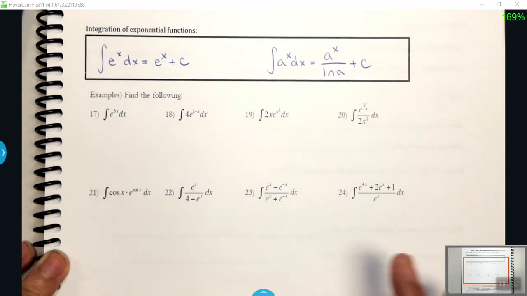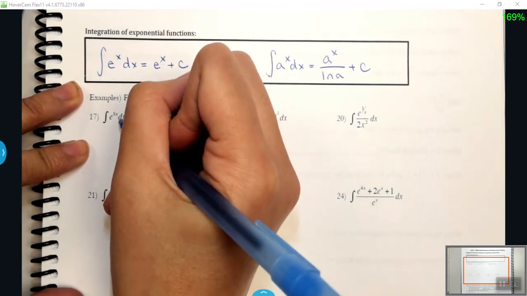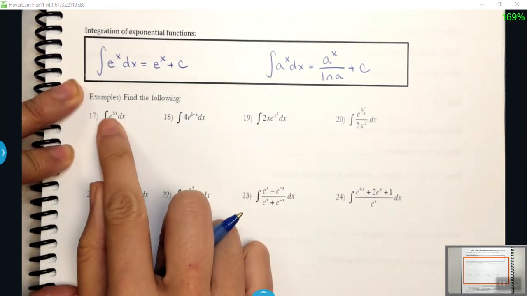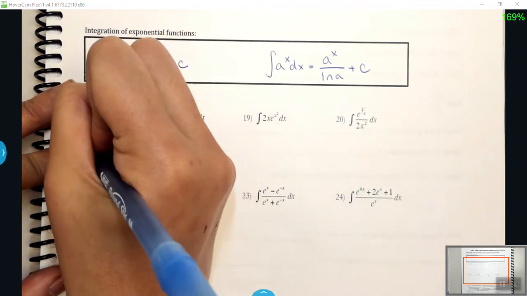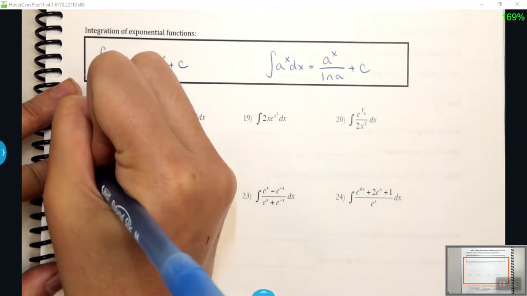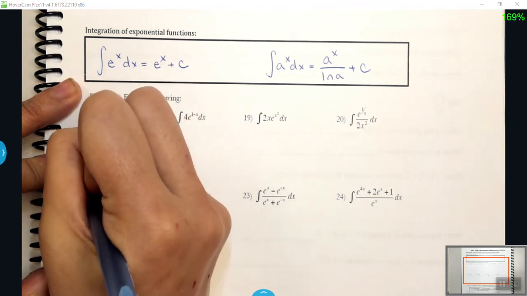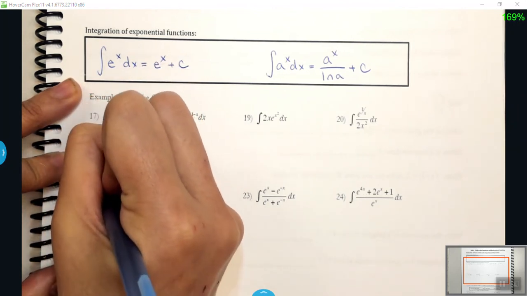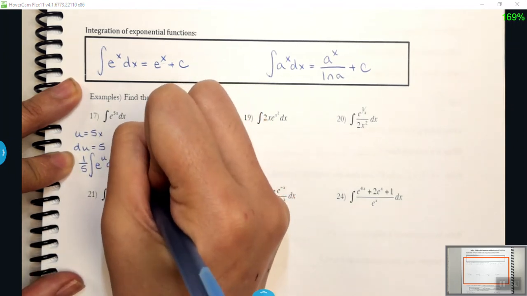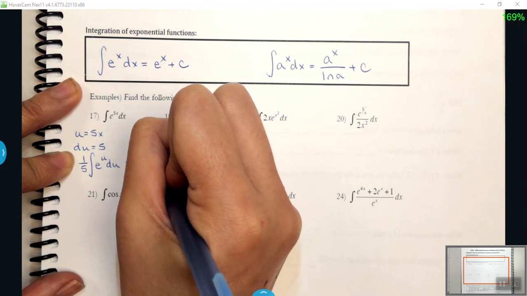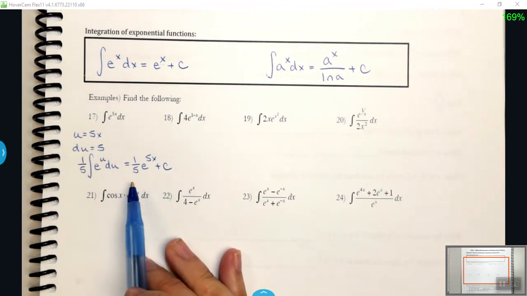All right, let's do a couple of examples. So this one is u sub, so your u is now your exponent for any exponential. For exponentials, your u is your exponent. So du is 5. So we're going to bring out a 1/5 integral of e to the u du, and that equals 1/5 e to the 5x plus c. But if you're fast about it, you could do this in your head.